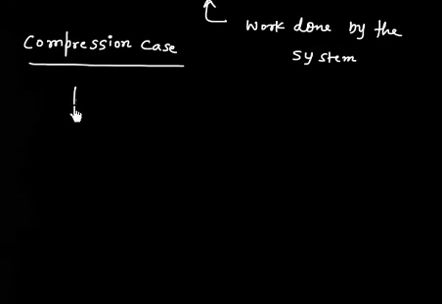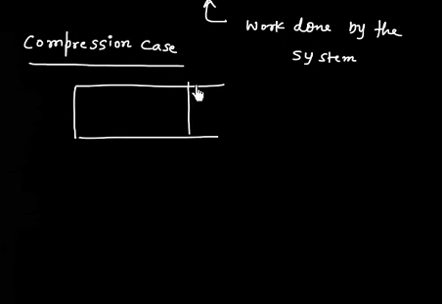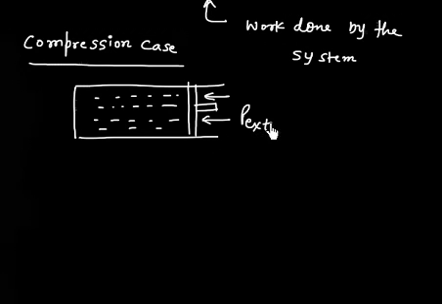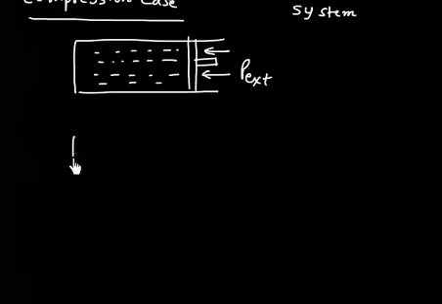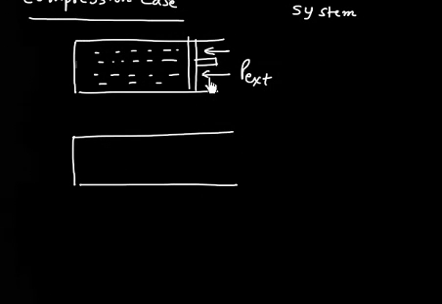Let us say the initial volume is somewhere here, and the piston is here. This is my piston, and the gases are here. On this side we have the external pressure, P external. Now this P external is high, so this external pressure is trying to push the gases, and the gases have been pushed.